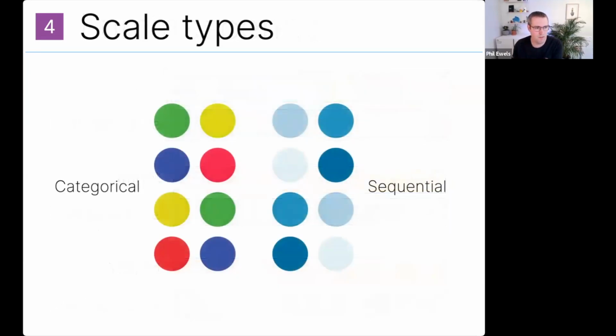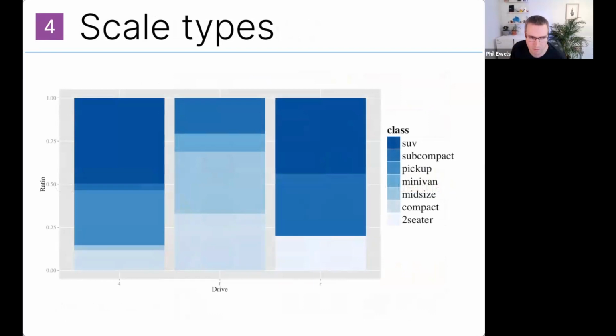Coming back to the different types of color scales, we've got categorical on the left and sequential. Really important to think about what your plot is showing and which one of these types of color scales you need. This is another bugbear of mine. It drives me crazy when I see plots like this. This is, well, can anyone tell me what kind of color scale has been used here?